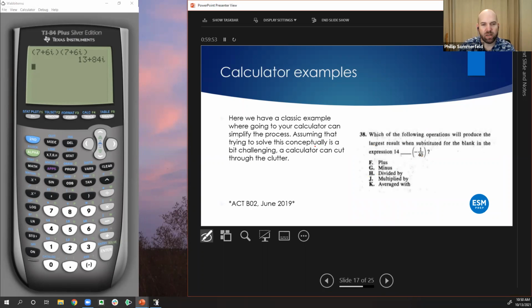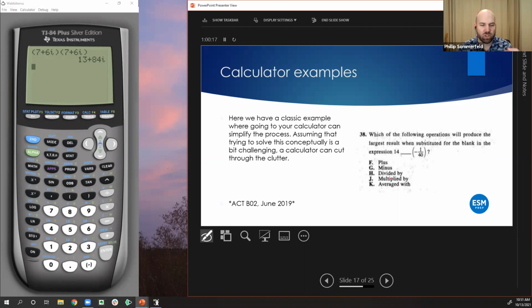This one here, the reason why we consider this a calculator problem is the calculator is not really doing anything magical. The calculator is just going to be performing what you want it to do. I guess that's kind of obvious. But what I mean by this is the following. Which of the following operations will produce the largest result when substituted for the blank in the expression 14 blank negative 1 over 40?